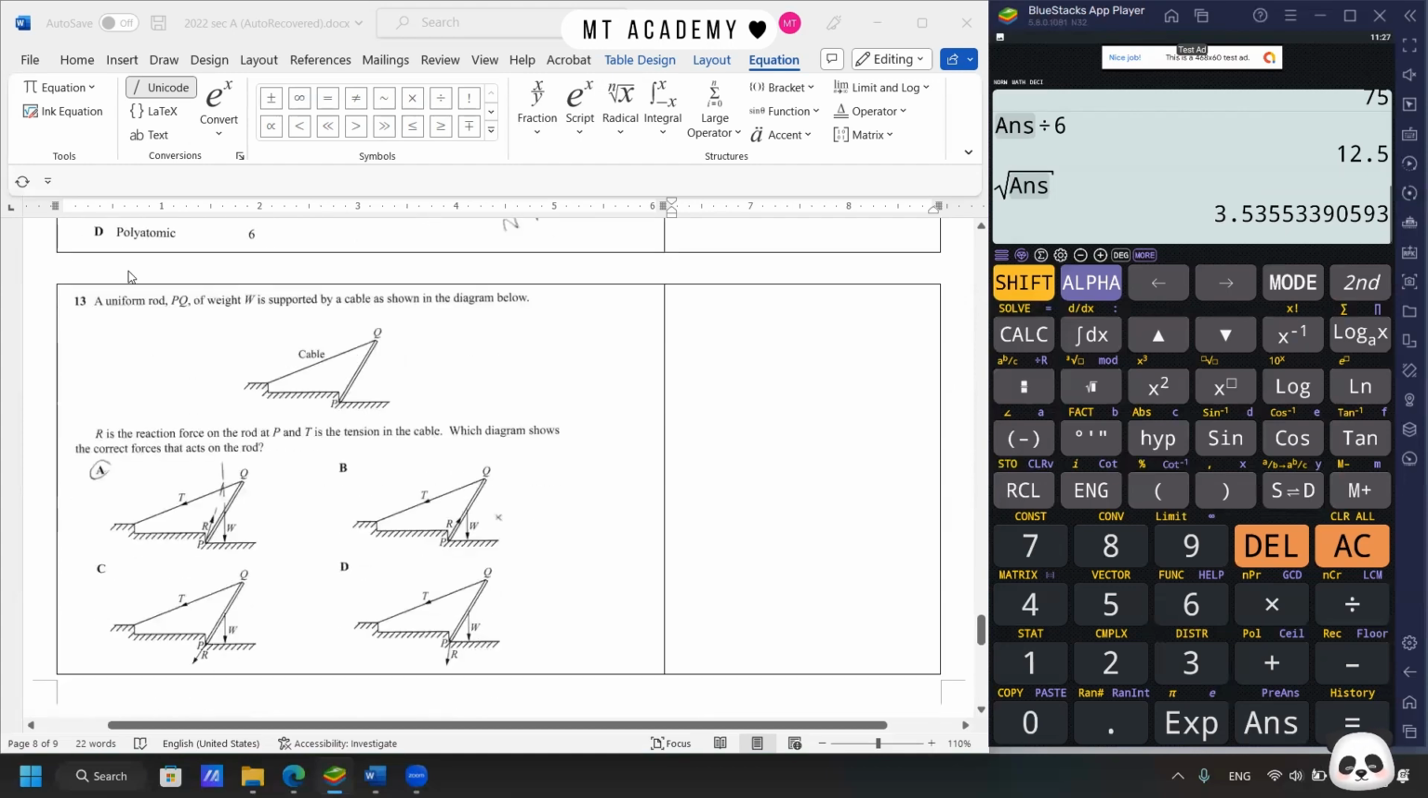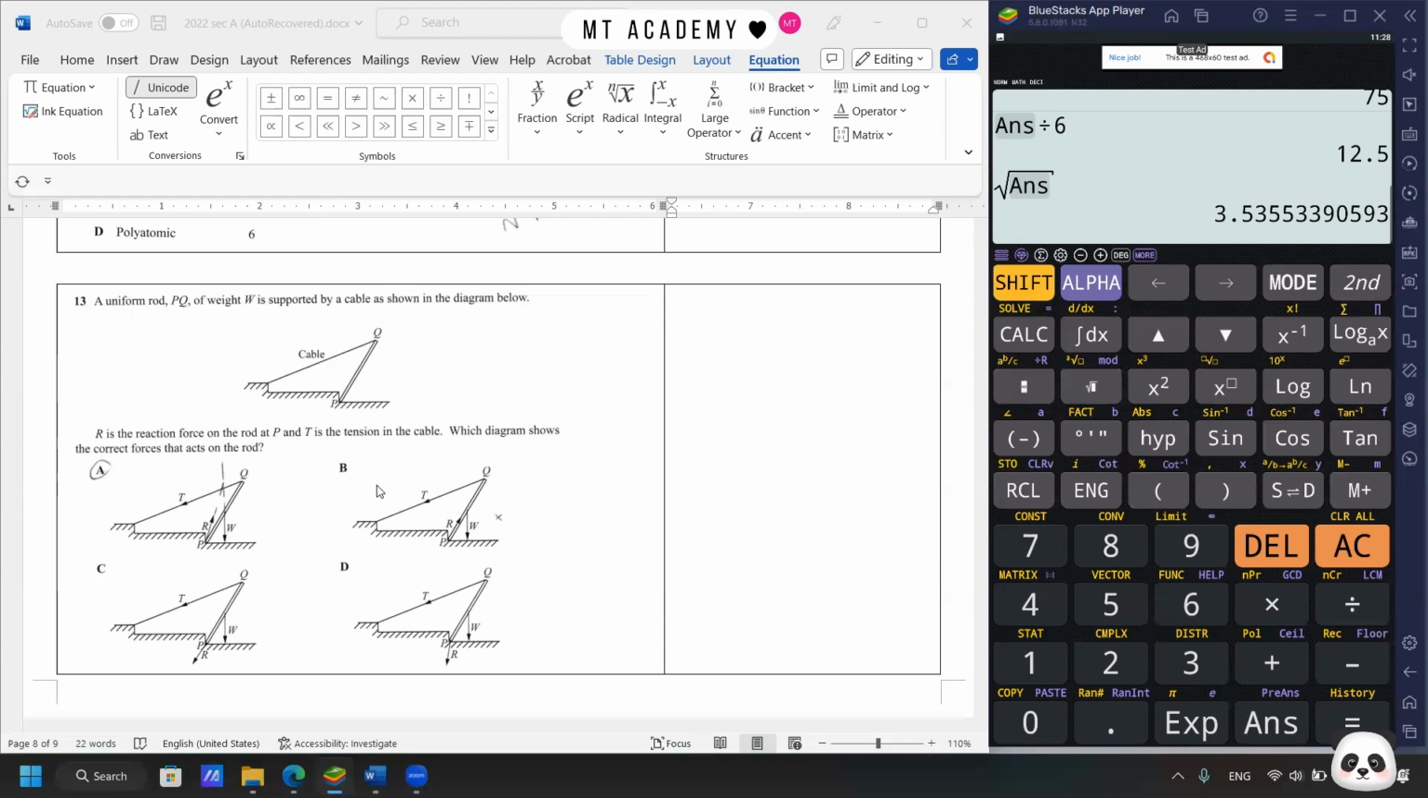We move on to question 13. A uniform rod PQ of weight W is supported by a cable as shown in the diagram below. R is the reaction force at P and T is the tension in the cable. Which diagram shows the correct forces that act on the rod? So the rod is not moving, so this refers to forces in equilibrium. So here the tension and the weight are fixed. The tension is along the cable, and the weight is a downward force. So here we just need to think what should be the reaction force. So C and D are definitely wrong because we need an outward force to counter the tension and the weight. So it's either A or B.